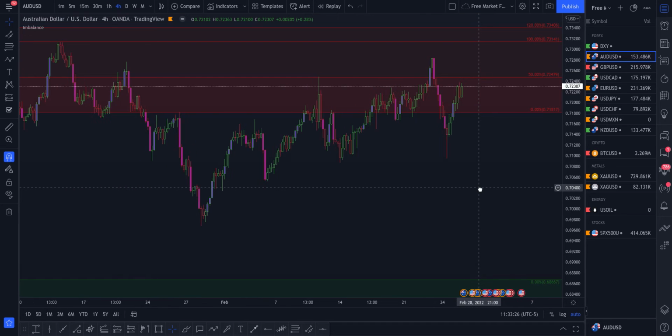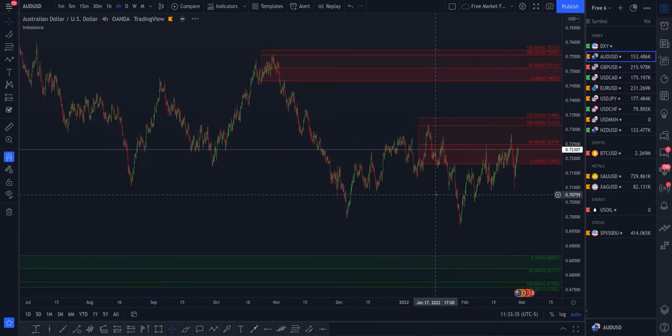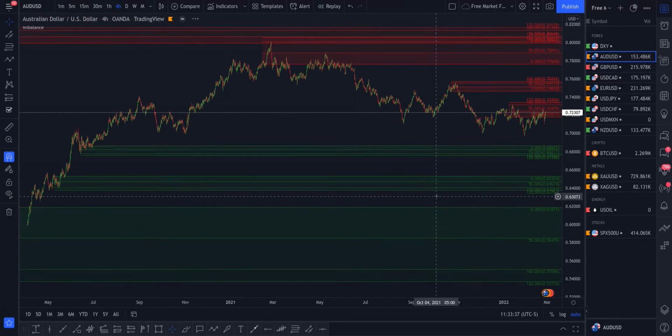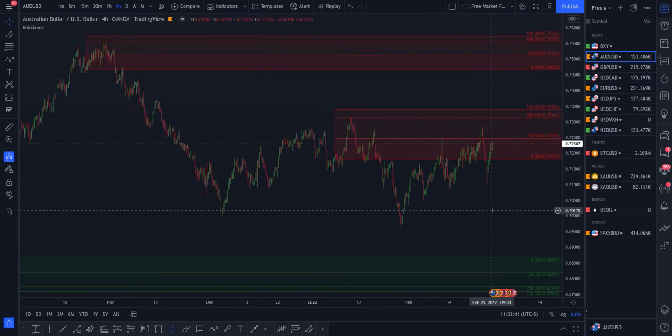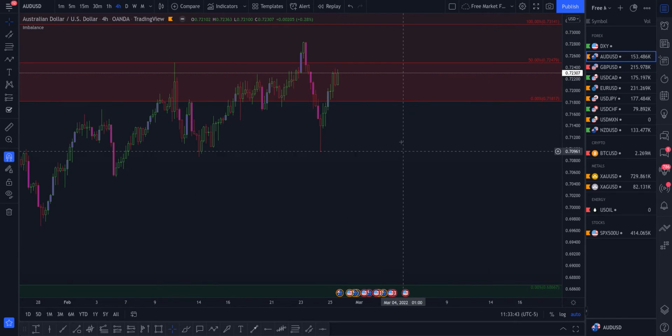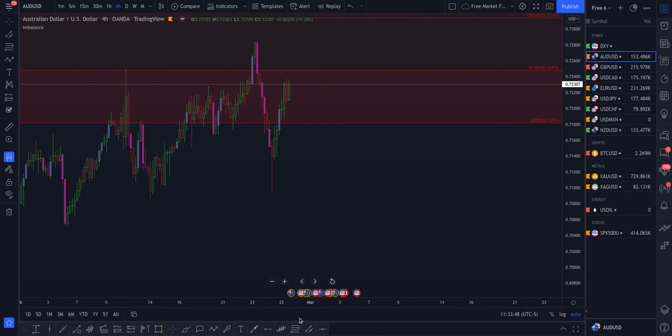So we do see where the Aussie dollar is sitting in institutional supply here. We also have an unmitigated institutional demand down here. So it's very possible that we could see this pair bouncing in between here. So let's see where we may want to possibly take our trades.